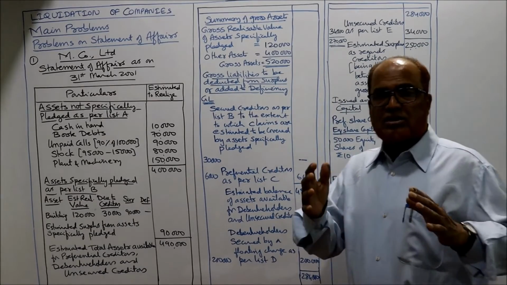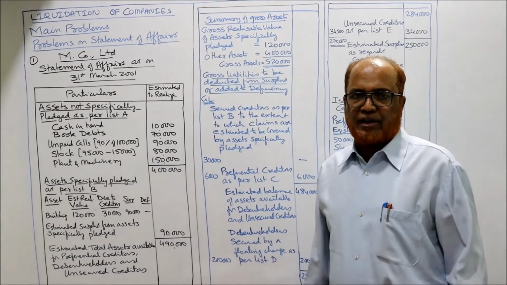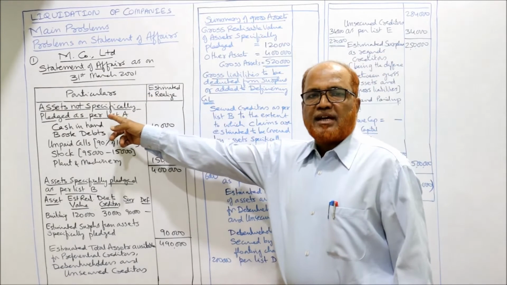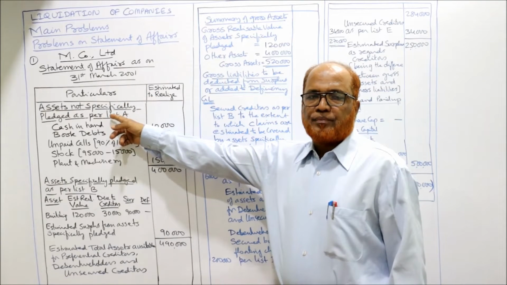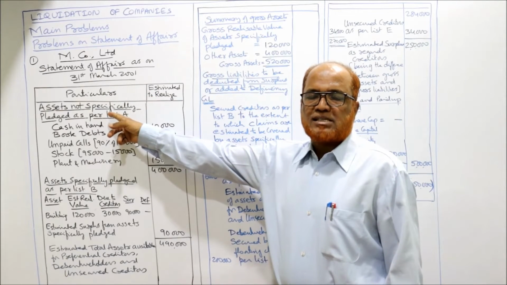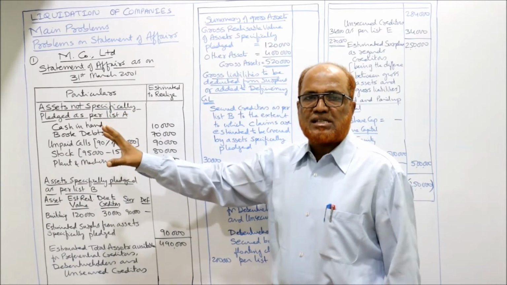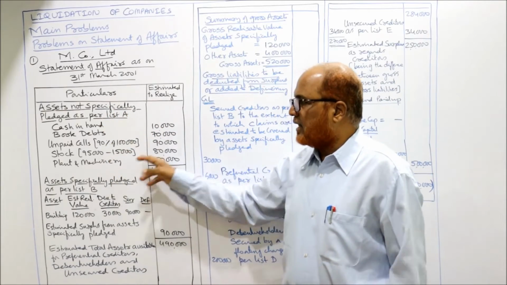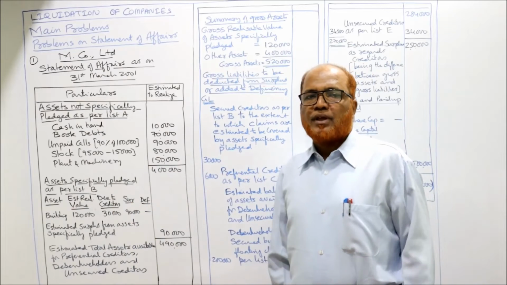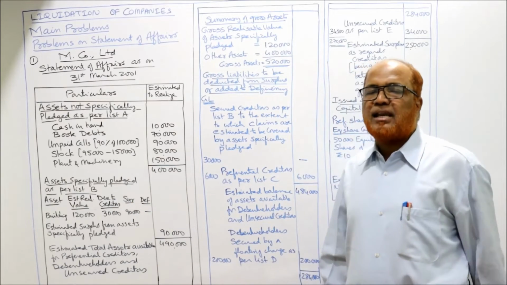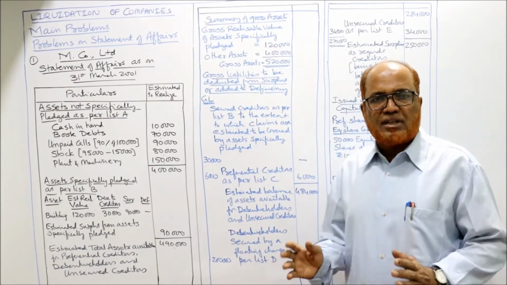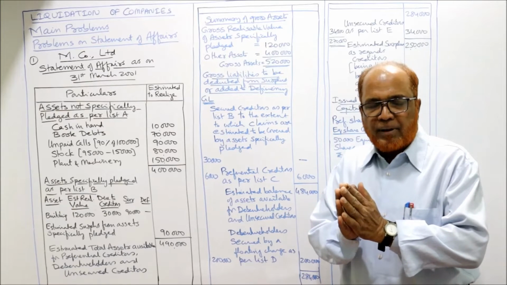Briefly we'll recap so that in the coming problem you don't find any difficulty. First we take assets not specifically pledged. Not specifically pledged as per list A. List A में वो assets लेंगे जो pledge नहीं रखा है. पूरे assets का realizable value लेंगे. List B, those assets which are specifically pledged. For this we have to show a complete detail.